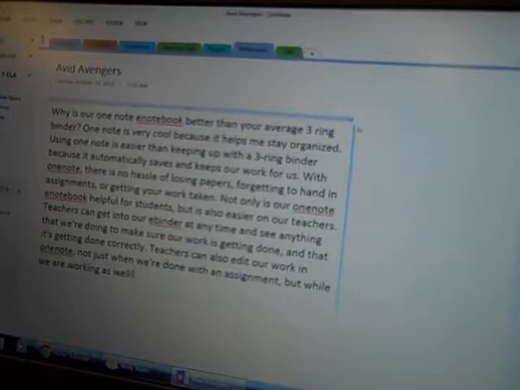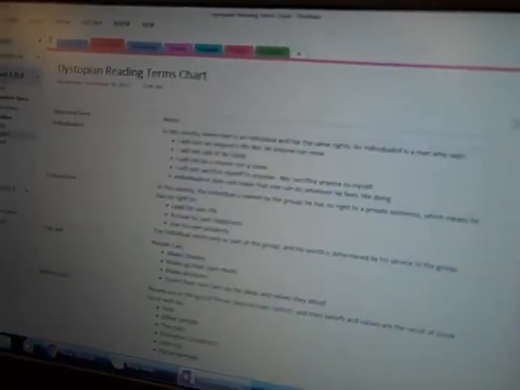Using OneNote is easier than keeping up with a 3-ring binder because it automatically saves and keeps our work for us. With OneNote, there is no hassle of losing papers for you to hand in assignments or getting your work taken. Not only is our OneNote e-notebook helpful for students, but it's also easier on our teachers.